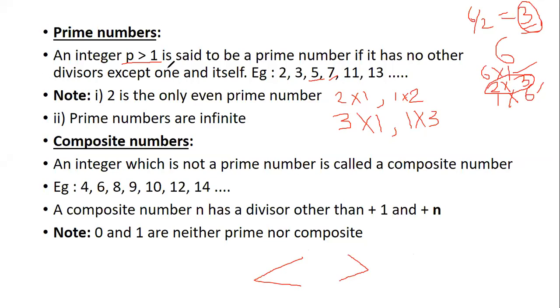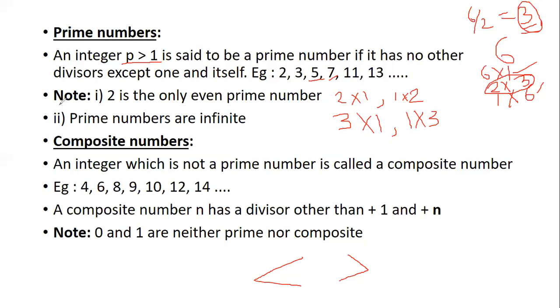Okay, so a prime number should be greater than 1, and it should not have any other number as a divisor except 1 and the number itself. Okay, so that is a prime number.